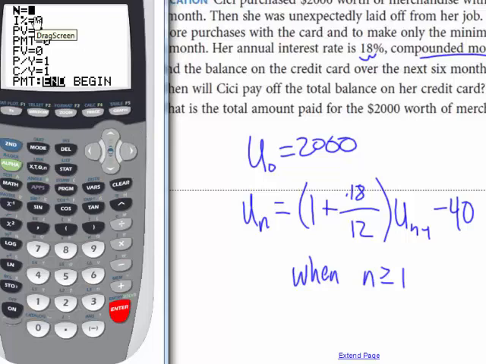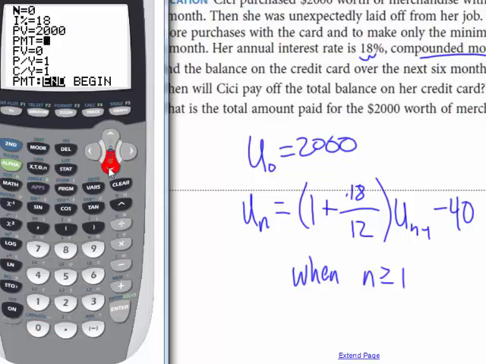So N, number of payments. Well, that's what we're trying to find, how long it's going to take. How many payments? Remember, these are monthly payments. So how many monthly payments will it take? Interest rate per year, annual interest rate. Well, that gave it to us, 18. And remember, we don't type it in as a decimal, we just leave it as 18. PV, initial amount. Well, what was our initial amount? $2,000.